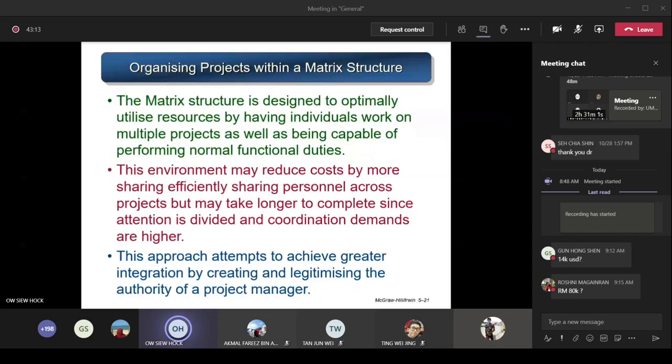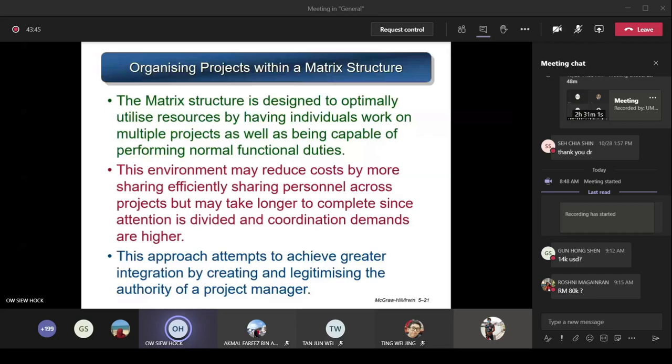This environment may reduce costs by sharing personnel efficiently across projects, but it may take longer to complete since attention is divided and coordination demands are higher. Because you are serving your department and are also asked to do the project at the same time, you cannot concentrate. You are supposed to do your own work first, or the project work assigned to you. This approach attempts to achieve greater integration by creating and legitimizing the authority of a project manager. So in this case, you see, you are serving a department.